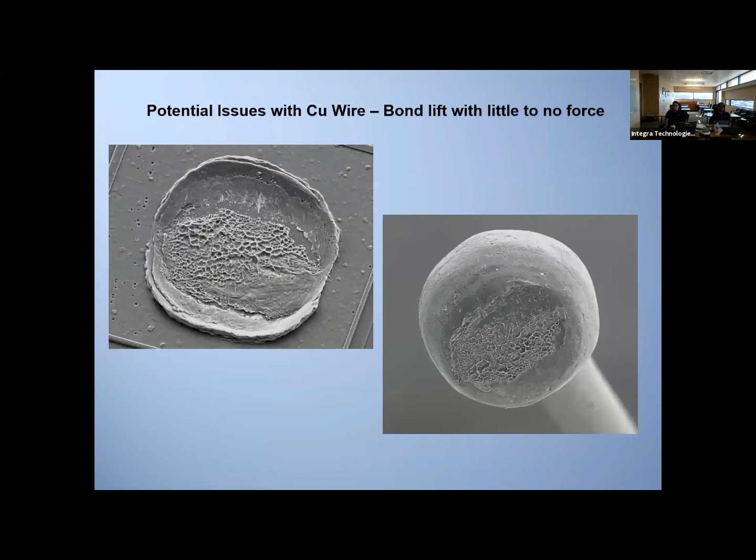This is just another example of bond lift with little to no force. In this case, there was a bond pull done and it just came off, and that just shows that the intermetallic between the wire and the pad never really happened. It was just practically sitting up there.